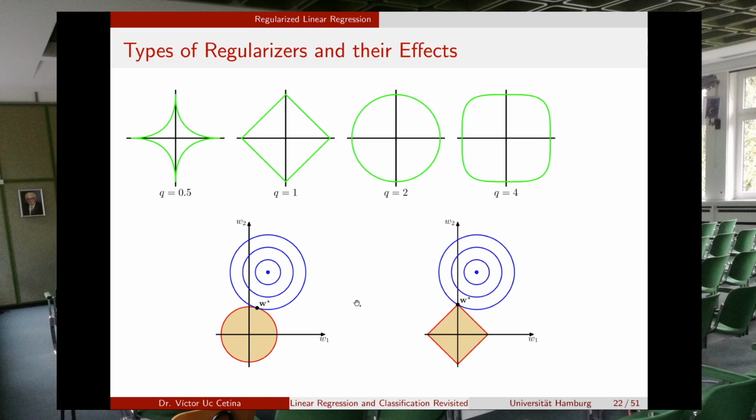If you use, for example, Q1, then the possible combinations of parameters are attached to this rhombus shape. In practical terms, it doesn't make a huge difference in most of the cases, but it is important to know what the consequences are of changing the different regularizers.